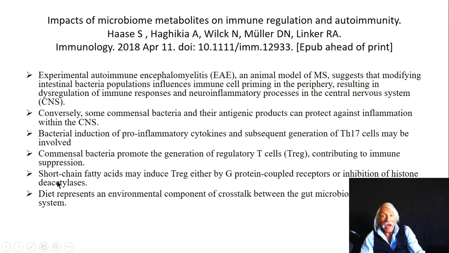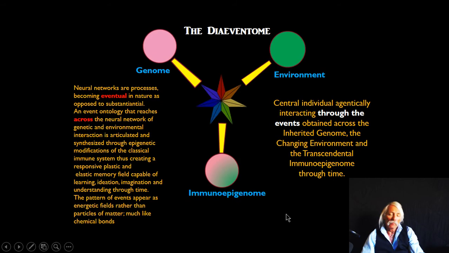So because diet, short-chain fatty acids, for example, or that is the incomplete beta oxidation of long-chain fatty acids, but diet represents an environmental component of a crosstalk between the gut microbiome and the immune system. So there you've got environment, the immune system, and here you're adding in the entire enteric response, which is, of course, a neuroendocrine immune system.